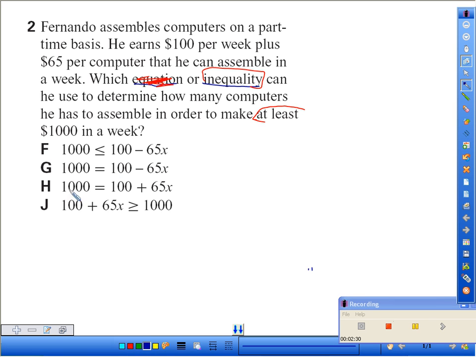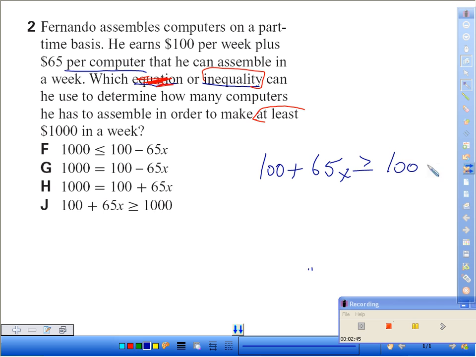Okay, so keeping all that in mind, let's go through these answer choices to determine which one it is. Let's look at J. $100 plus $65 per computer, represented by X, is greater than or equal to $1,000. The way I interpret this is this entire side right here represents earnings. And then the rest of it I would rewrite. That means his earnings are greater than or equal to $1,000. Isn't that what we want? If he wants to make at least $1,000, his earnings need to be greater than or equal to $1,000.